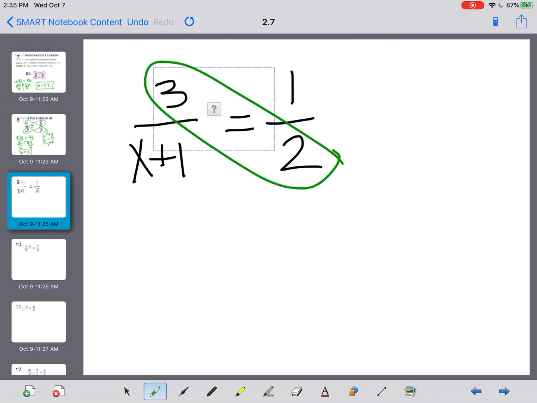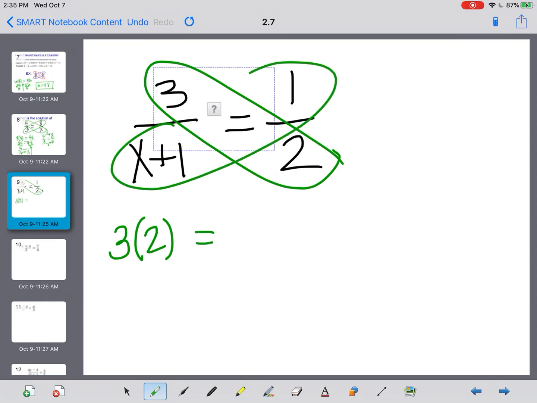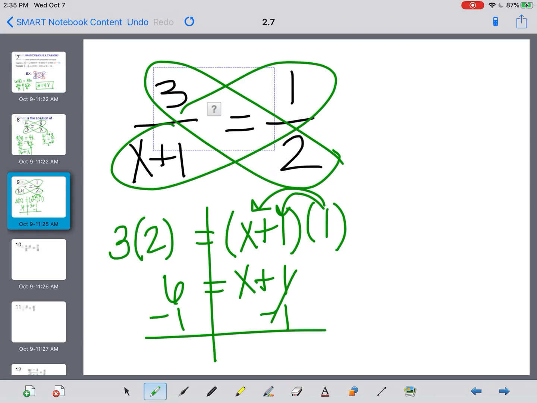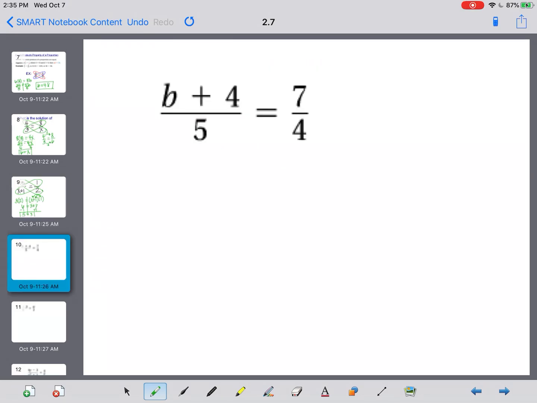Okay, continuing to use our cross products, they get a little bit more in depth for this one, but I'm going to start with my 3 times 2, and that has to be equal to x plus 1 times 1. Okay, now I have distributive property on the right-hand side. If I distribute, I'm just going to have x plus 1, and on this side 3 times 2 is 6, and I now just need to subtract 1. So my x is going to be equal to 5.